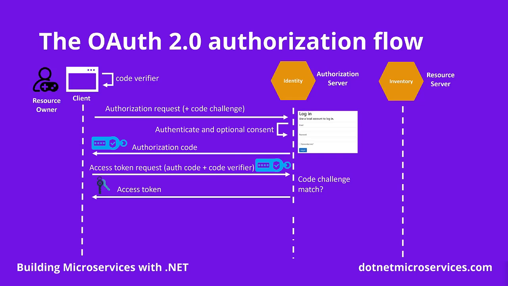The client can now use this access token to send a request to the resource server so it can perform the desired action on the protected resources.